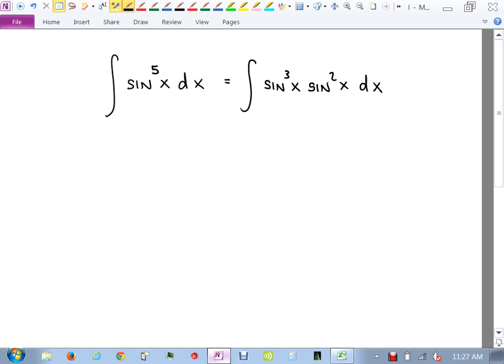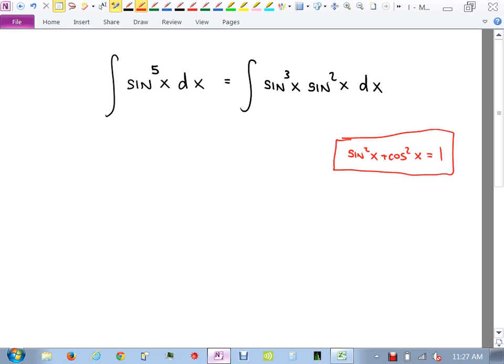Because if you have an odd power, 3, 5, 7, can't you always pull off a pair? So if that was sine cubed, I could pull out sine squared still, right? If it was sine to the seventh, I could still pull a sine squared out, right? And then what I'll do is use the Pythagorean identity: sine squared x plus cosine squared x equals 1. That's the big daddy Pythagorean identity.